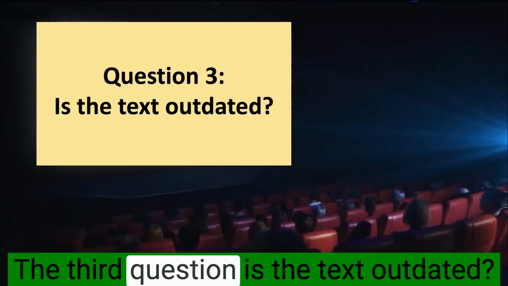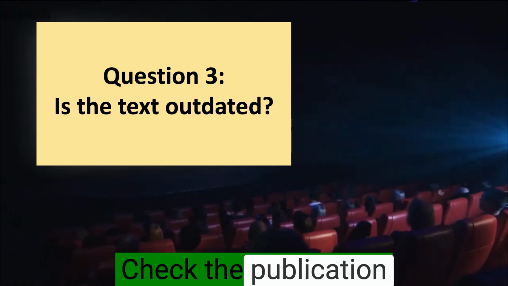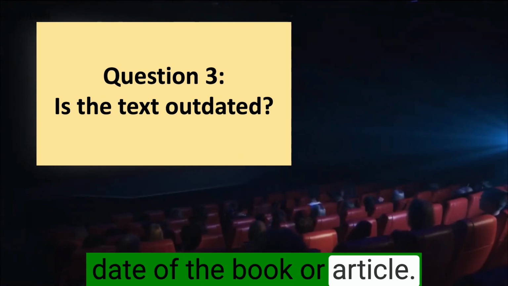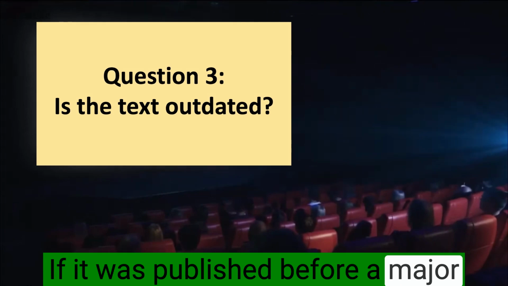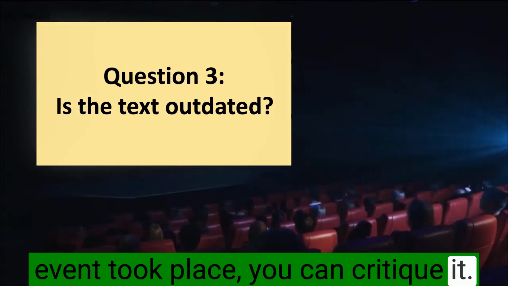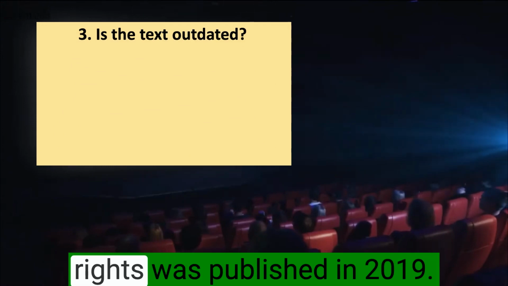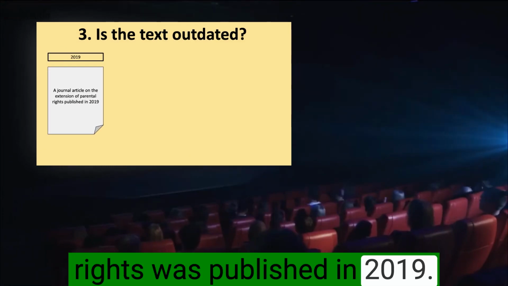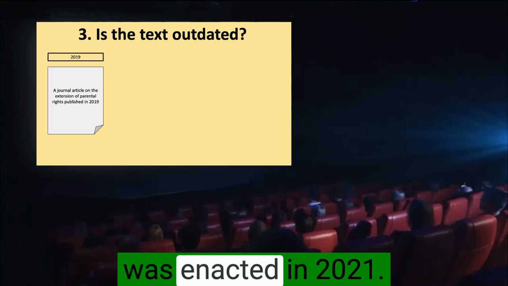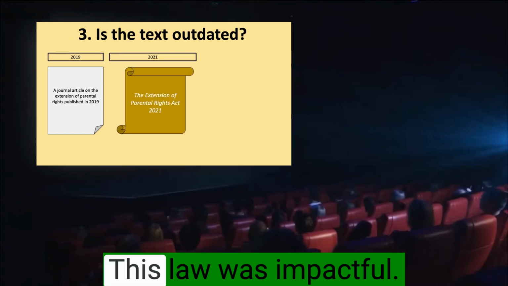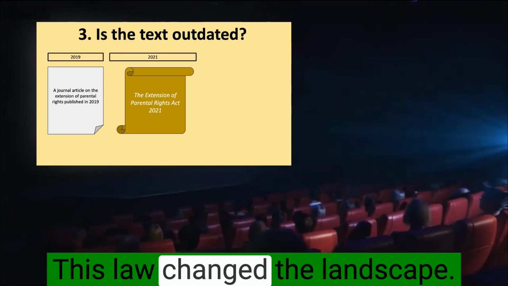The third question, is the text outdated? Check the publication date of the book or article. If it was published before a major event took place, you can critique it. For example, a journal article on the extension of parental rights was published in 2019. However, a major law was enacted in 2021. This law was impactful. This law changed the landscape.